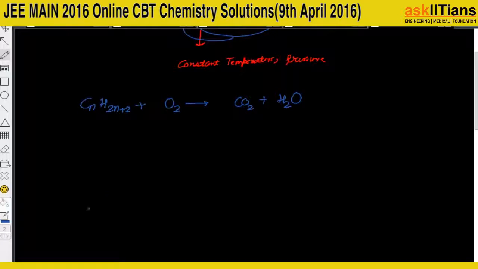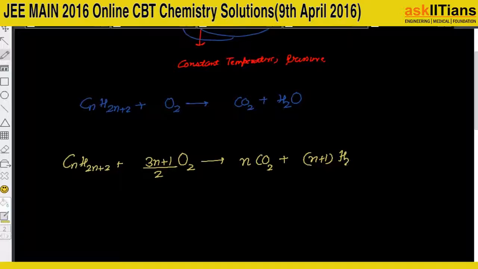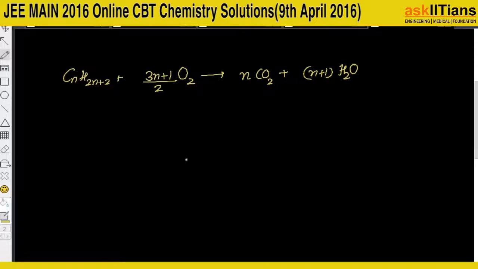Now the very first thing I'll ask you to go for is to balance the reaction which is given to us. So I'll say CnH2n+2 will be combining with (3n+1)/2 of oxygen. It's going to give us n times carbon dioxide plus (n+1) times water. Now since we have balanced the reaction, if we move on, I can say that using the ideal gas equation, PV is equal to nRT.